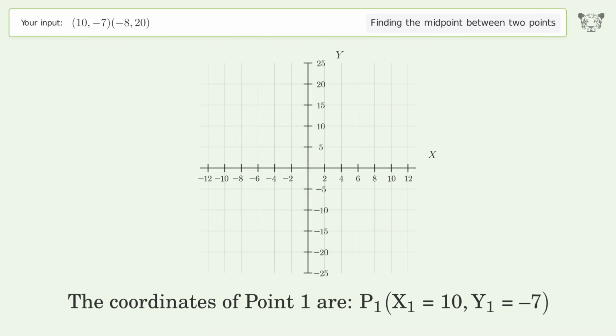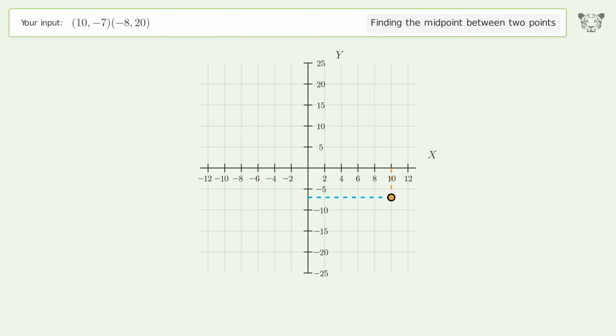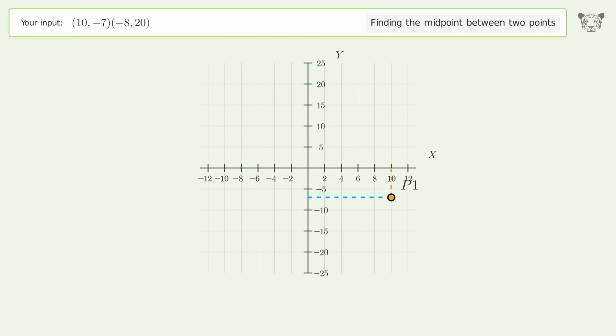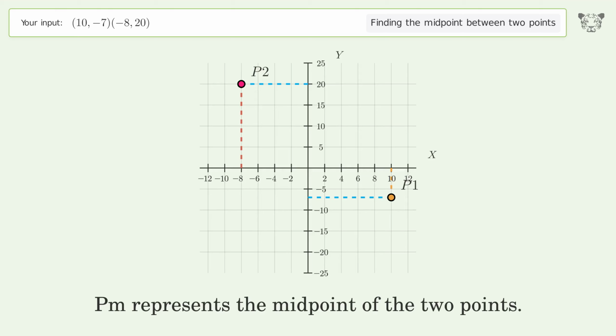The coordinates of point 1 are, x1 equals 10, y1 equals -7. The coordinates of point 2 are, x2 equals -8, y2 equals 20. PM represents the midpoint of the 2 points.